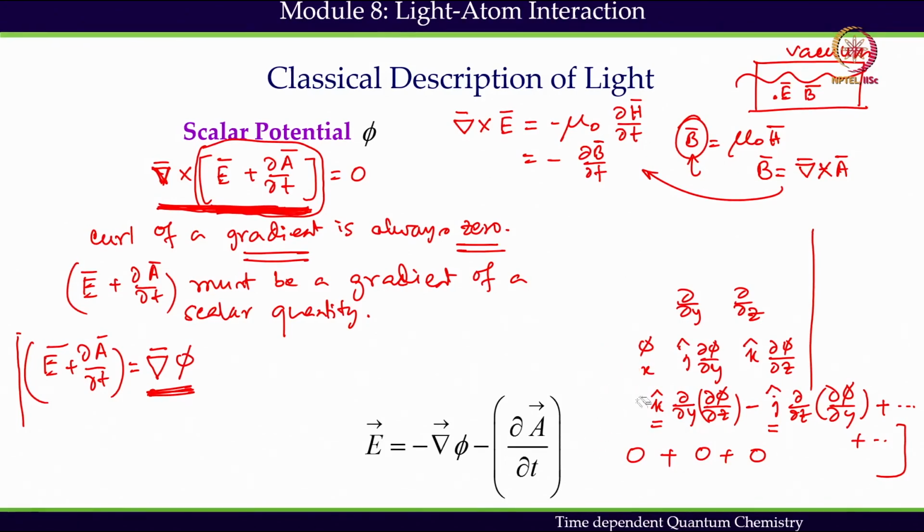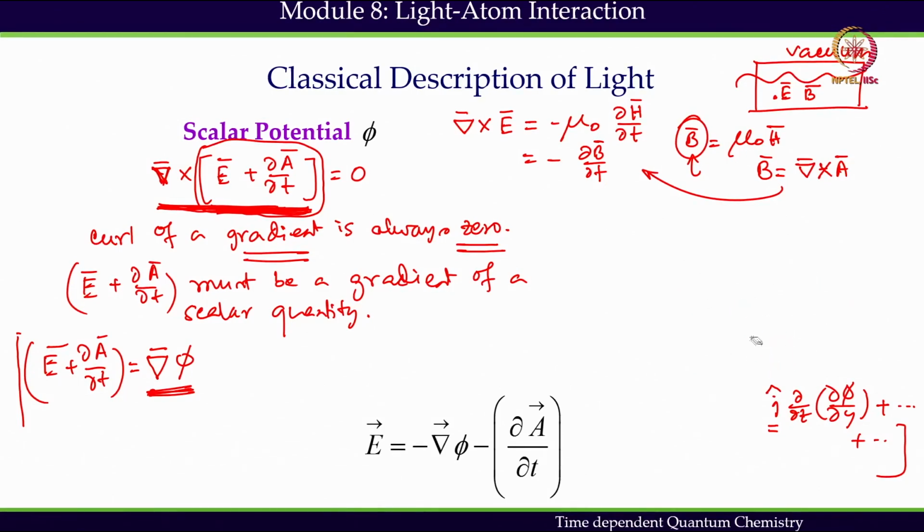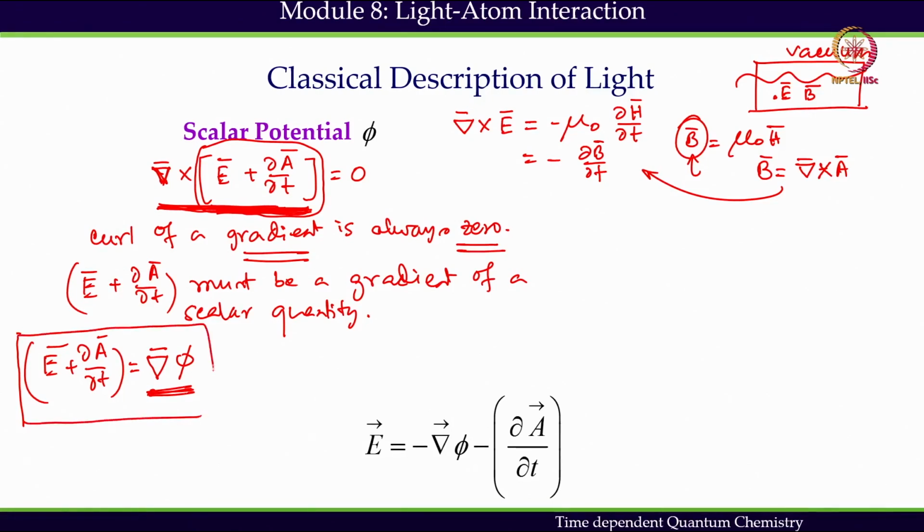And the moment I express it this way, this entire quantity, that is the electric field plus the time derivative of the vector potential, is represented by the gradient of a scalar quantity. This phi is called the scalar potential.